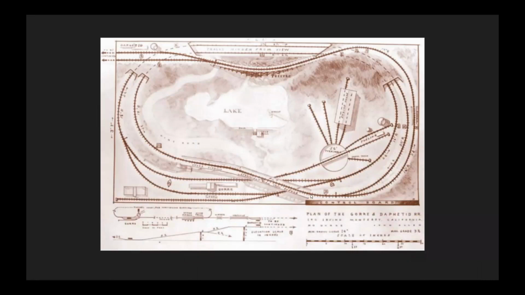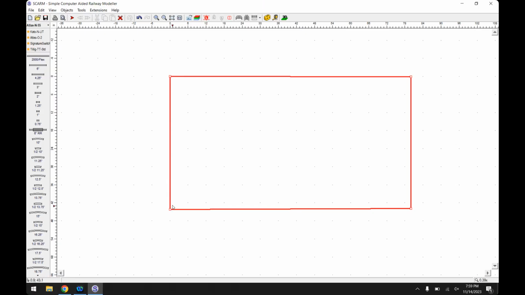If I go back to my track plan, I see where I want to start. This bottom corner was pretty close to the front. So I'm going to right click without the baseboard selected, choose new start point, and then click once where I want the start point to be.